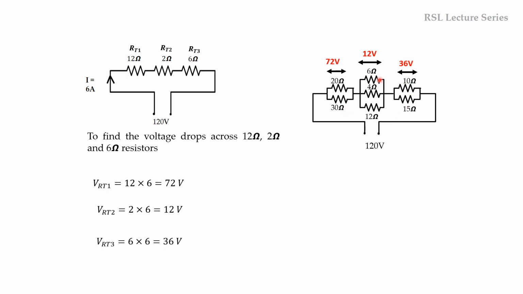Okay. Similarly, if we see here, the voltage drop across 6 ohms resistor is 12 volts. So I is equal to 12 divided by 6, that is not equal to 1 ampere. Similarly, 12 divided by 4 is also not equal to 1. So again 12 divided by 12. So 12 divided by 12 will be equal to 1 ampere. So this 1 ampere of current is flowing through this 12 ohms resistor.